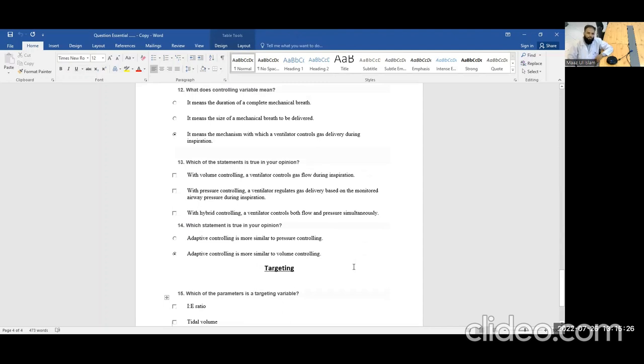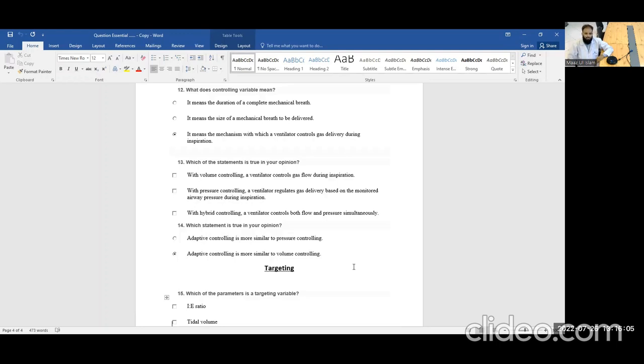Question number 12, what does controlling variables mean? Option number 1, it means the duration of a complete mechanical breath. Option 2, it means the size of a mechanical breath to be delivered. Option 3, it means the mechanism with which a ventilator controls gas delivery during inspiration. Option number 3 is correct.